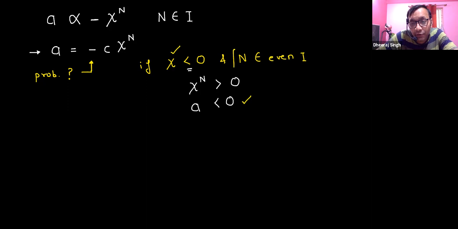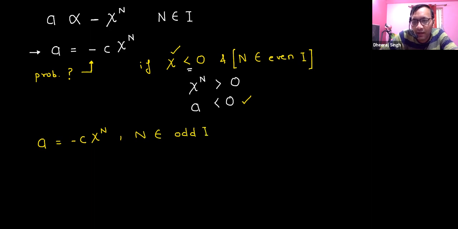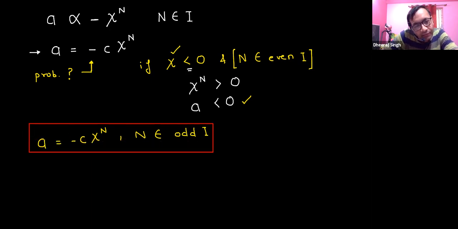N should not belong to an even integer. Okay. So that's the reason why A is equal to minus some constant times X to the power N, where N belongs to odd integers only, then only this is valid. Now this is the equation for any oscillation. And for simple harmonic motion, can you guess what is the value of N? Simplest. Smallest odd integer is what? 1. That you can answer. All right. So we have SHM equation as A is equal to minus C times X.